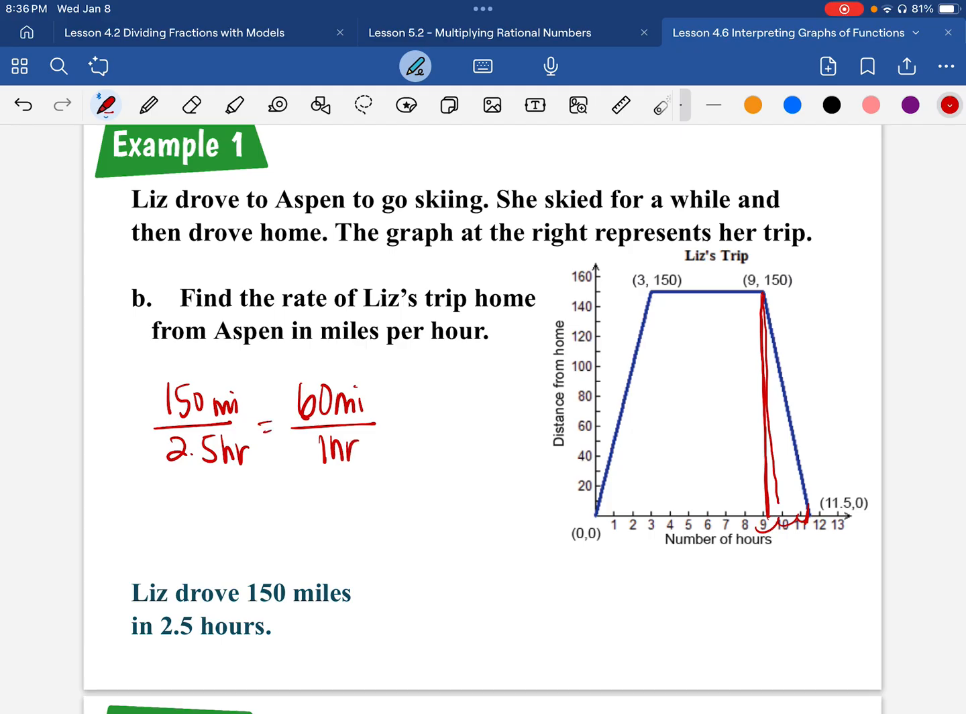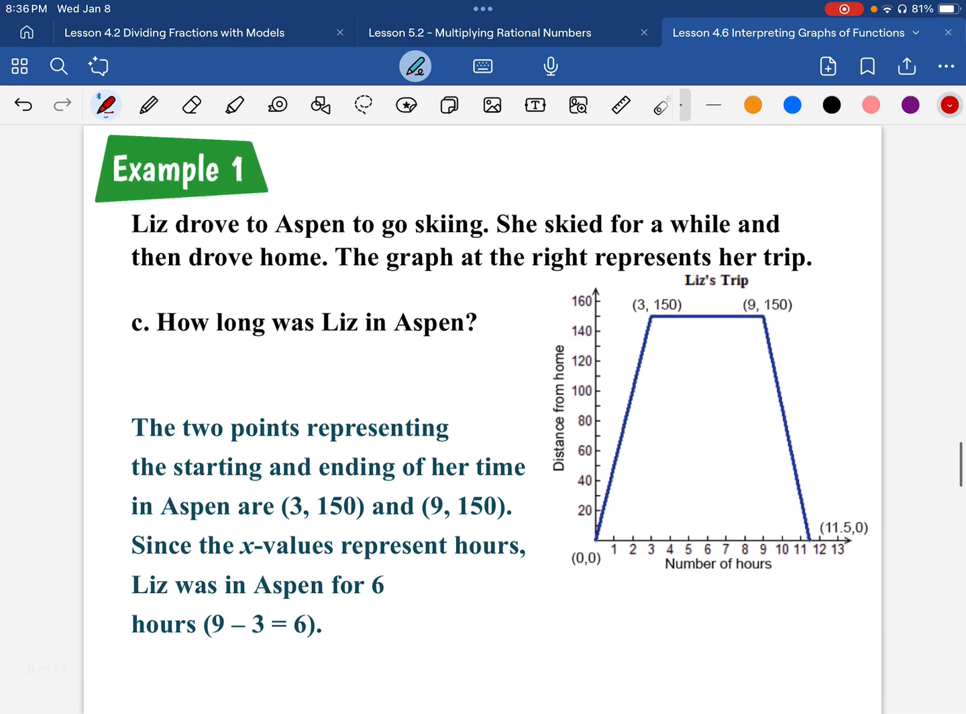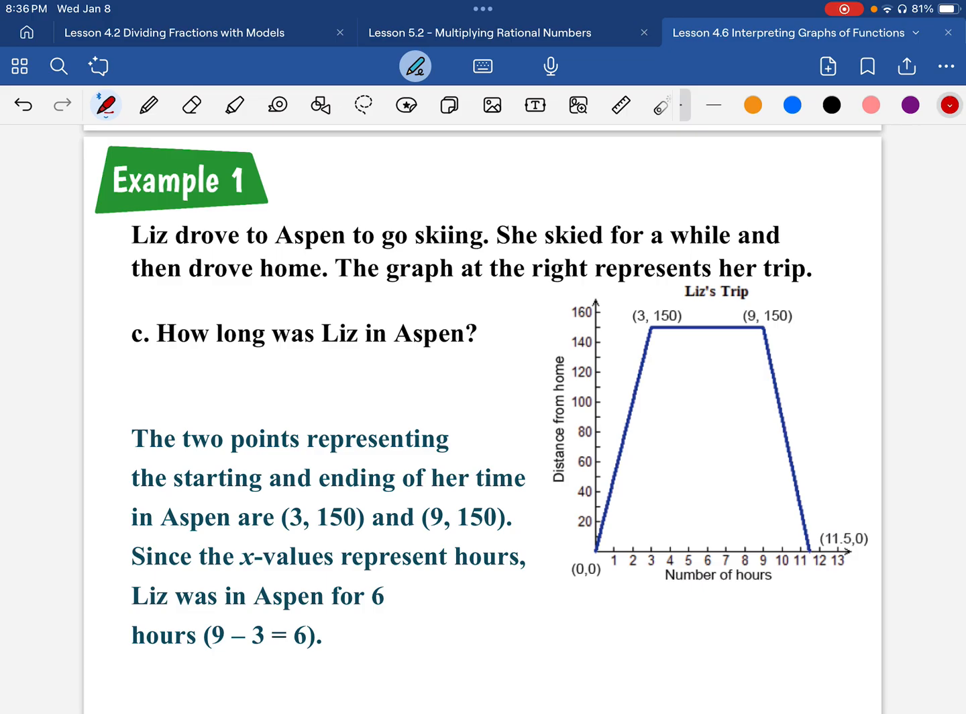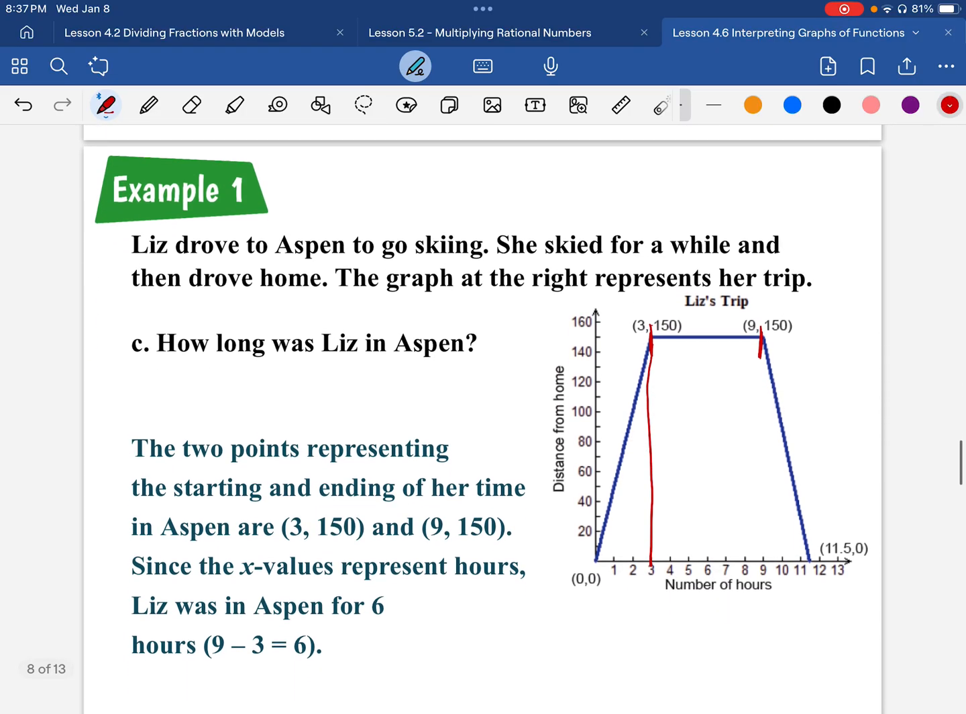So interpreting that graph is just taking each of the little pieces and figuring out what information those pieces are telling us. The last interpretation of this graph: how long was Liz in Aspen? How long was she not getting any further away from home? We know this first one, we said went 3. Oh man, that's hilarious. It told me that it was 9 up there. I didn't even need to try to draw the line. Okay. And we know that it goes to 9 here.